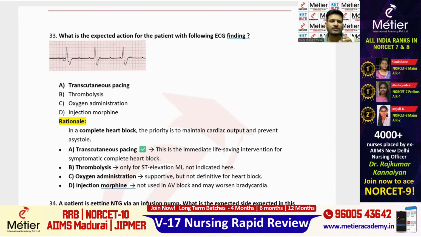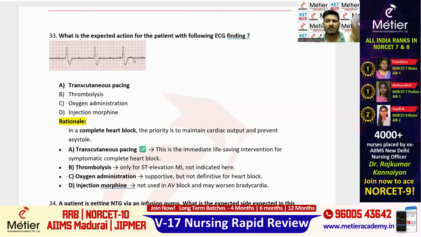You can see here a P wave, there is a gap, and a QRS complex. Again here, 1, 2 P waves, again a QRS complex. 1, 2, 3 P waves, and again a QRS complex. See, it shows that the P waves are working separately and the QRS complex is working separately.